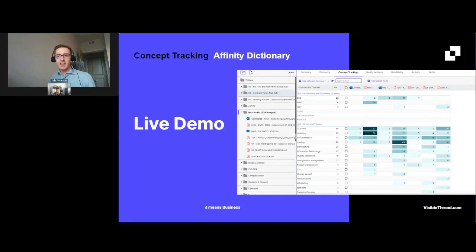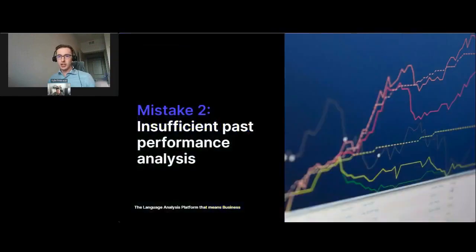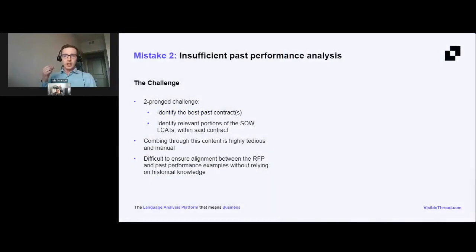So moving to the next challenge, mistake: insufficient past performance analysis. What do I mean by insufficient? If we go into the challenge here, looking for past performance evidence and content, it's a two-pronged issue. One, you could have dozens, you could have hundreds of past contracts that you've performed under. What's the best contract that we can reference vis-a-vis the current RFP that we're going after?